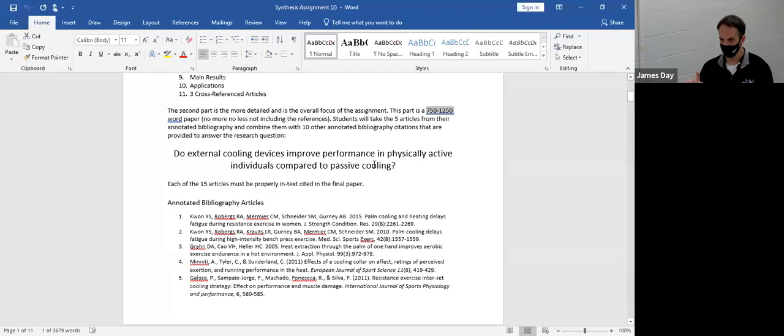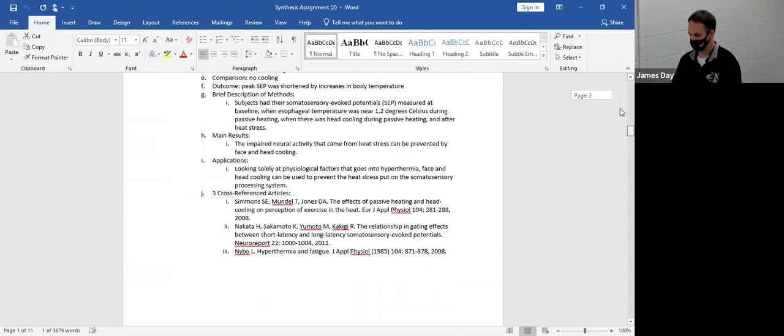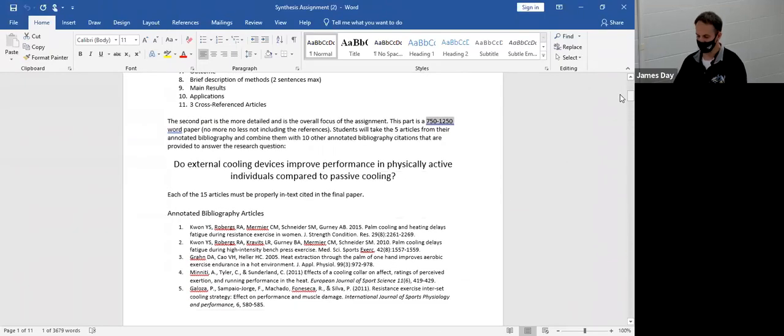You must use all 15 sources: the 5 sources from your annotated bibliography and these 10 sources as well. They need to be in-text cited. So when I say use them, I need to know where in the paper they were used and referenced. And then you will also create your reference page at the end.